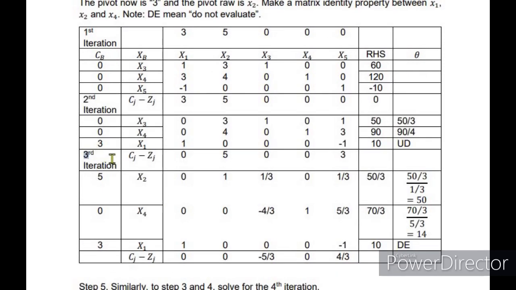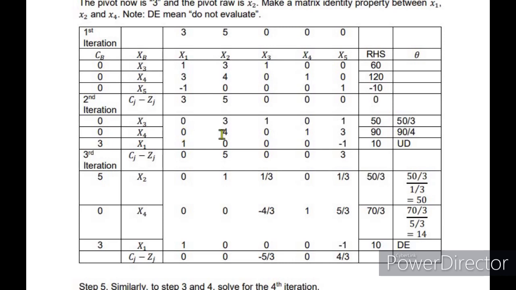So, for the third iteration, we will choose to enter x sub 2, because it has the highest Cj minus Zj in the second iteration, and it will be replacing x sub 3, because it has the lowest value of theta. So 50 over 3 is lower than 90 over 4. So the pivot element here, or the intersection here, is 3. So we will just divide all the previous elements of x sub 3 by the pivot element 3 to change it with x sub 2.